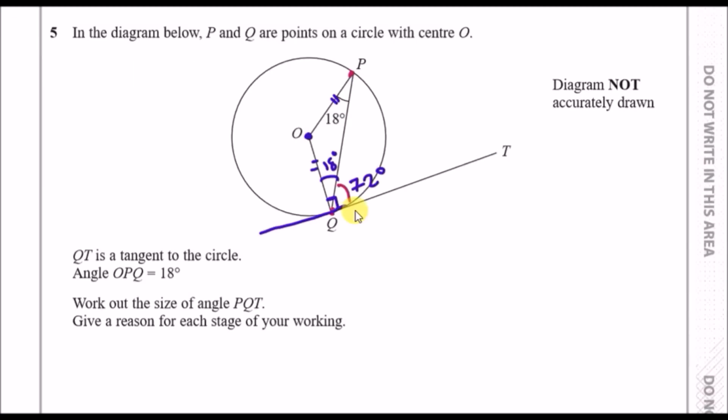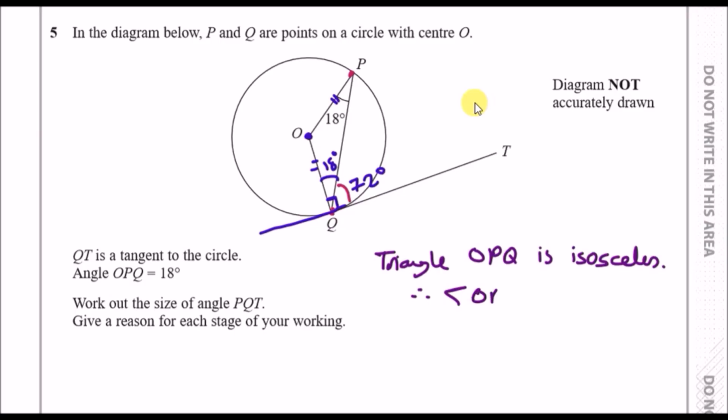Now, even though we got the actual answer, we still need to give a reasoning, right? So let's have a look at everything we did. We said the first triangle was isosceles. So you could say triangle OPQ is isosceles, therefore angle OPQ must equal angle OQP, which are both 18 degrees.